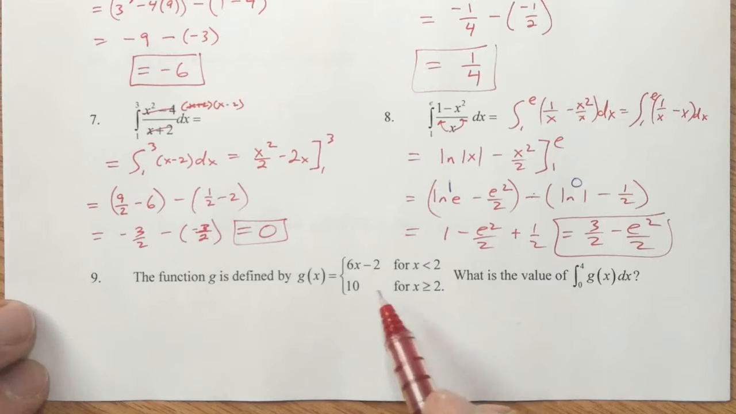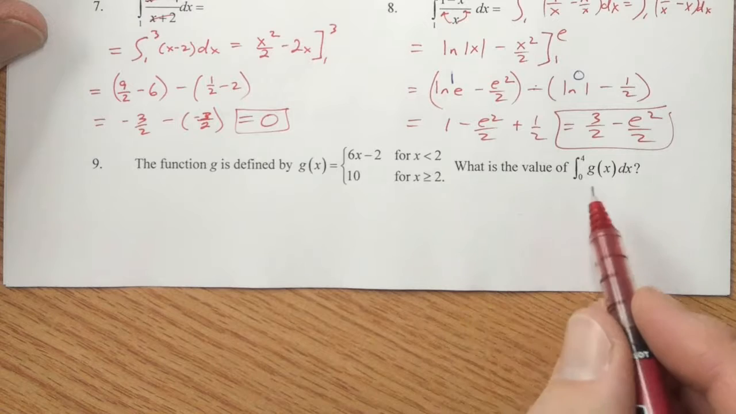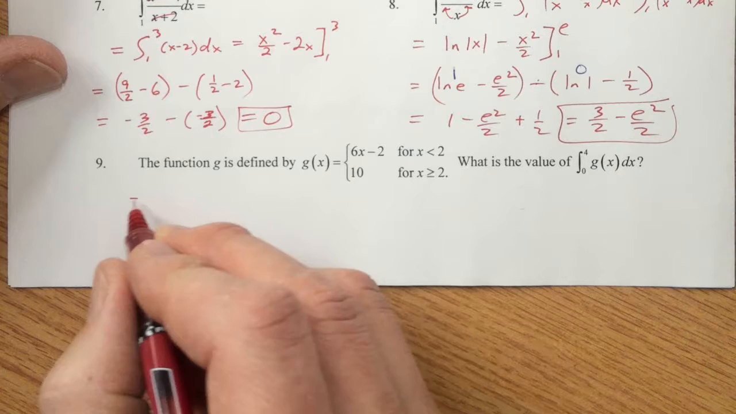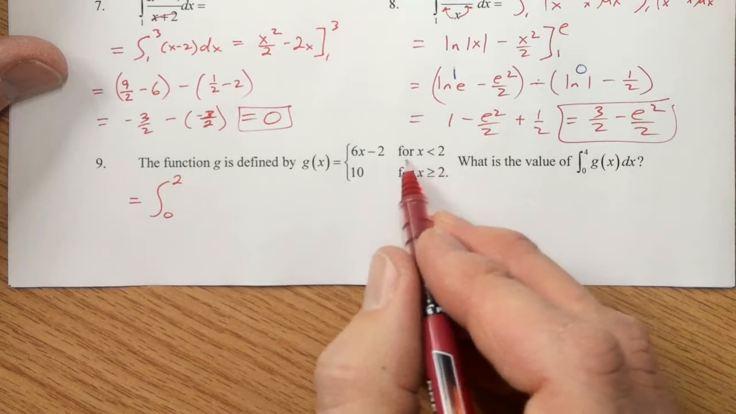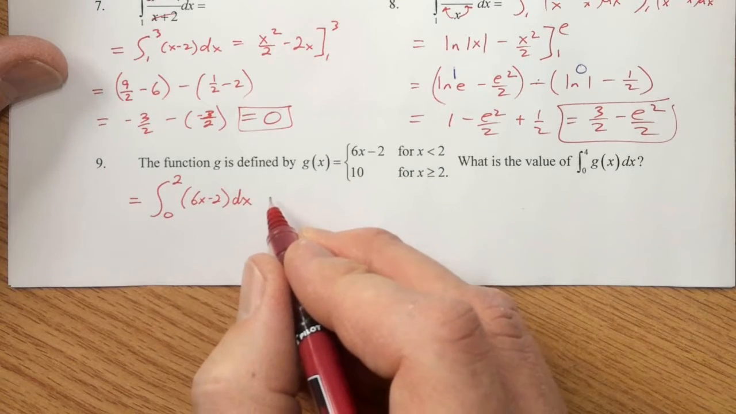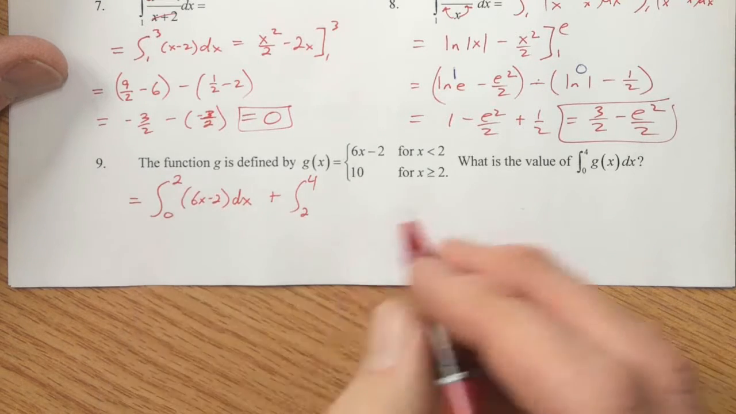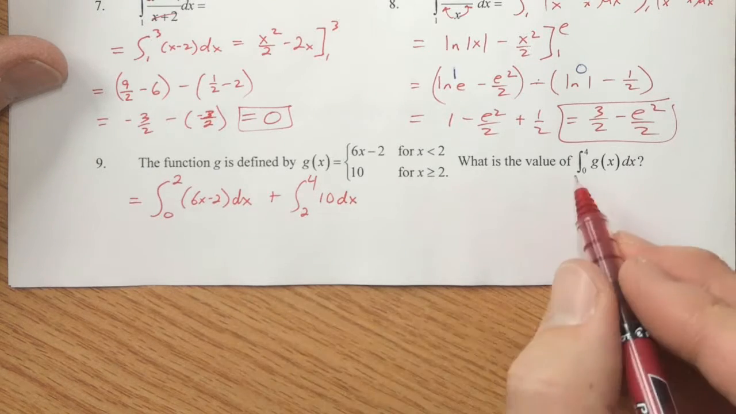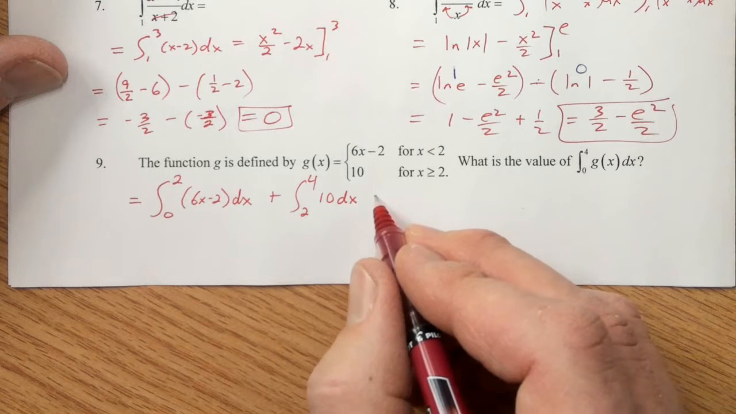Number 9, we have a piecewise defined function. So to get this one done, we need to break up the bounds from 0 to 2 and then from 2 to 4. So this is going to be equal to the integral from 0 to 2 of the function which matters when x is less than 2, which is 6x minus 2. And we're going to add to that the integral from 2 to 4, because we have to pick up where we left off, of 10 dx. All right. These two combined will give us the integral from 0 to 4 based off of our definite integral properties. So what do we have here?